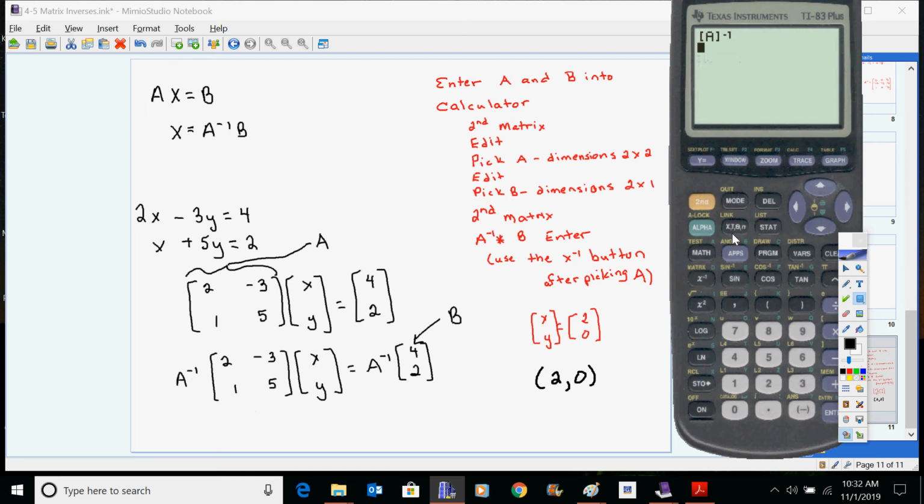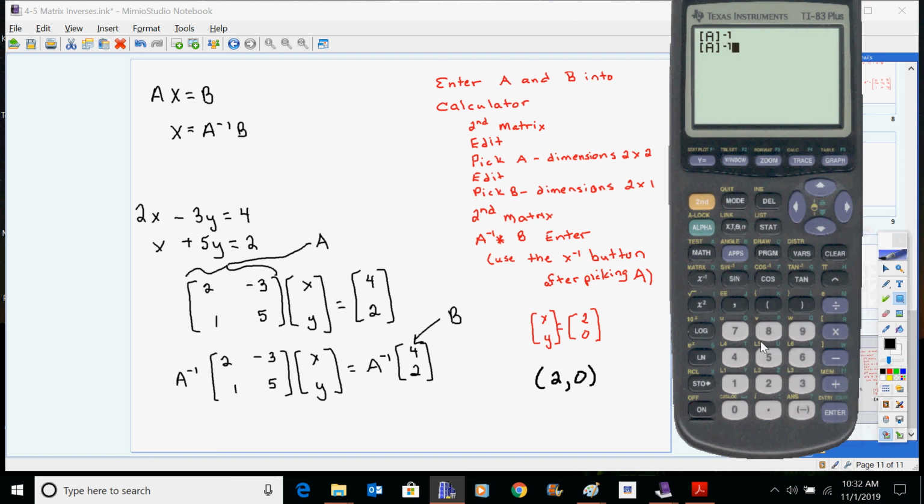So we're going to quit this, and I want to put in A inverse. So I'm going to choose my matrix A, and I'm going to hit my inverse button right here. And then I'm going to do times matrix, and I want to choose matrix B. So A inverse B. When you put in A inverse B, we get a new matrix that's 2, 0. So our final solution matrix is X, Y, and 2, 0.